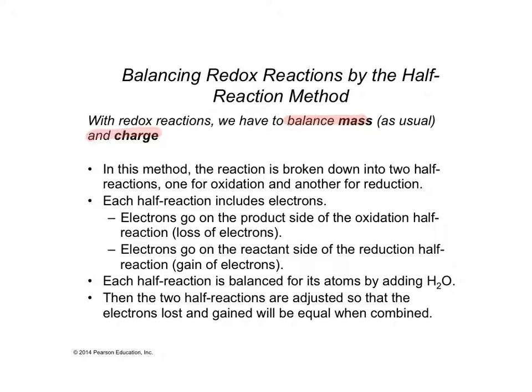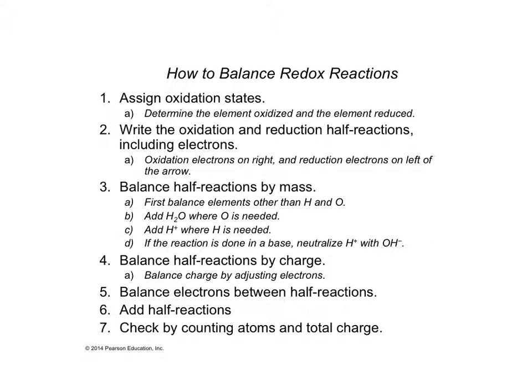There are a couple of rules that we're going to follow in learning how to actually balance these. The first step in how to balance redox reactions is that we're again going to assign oxidation states to everything in the reaction so that we know what has been oxidized and what has been reduced. We also know how many electrons have been lost for the oxidation and gained for the reduction. We're then going to write out these separate half reactions. Again, we write electrons as a product for oxidations and as a reactant for reductions. We're then going to balance each half reaction by mass.